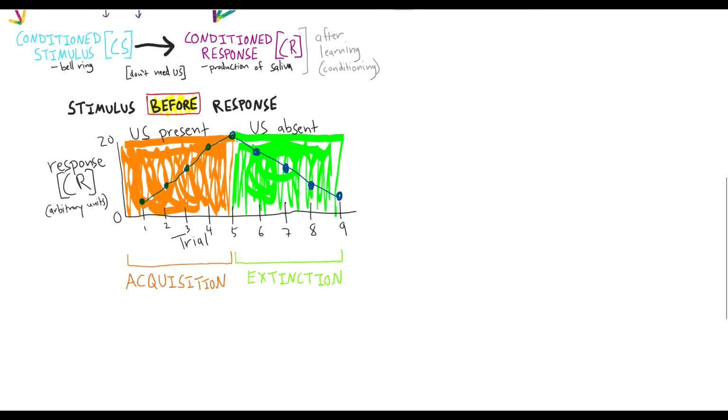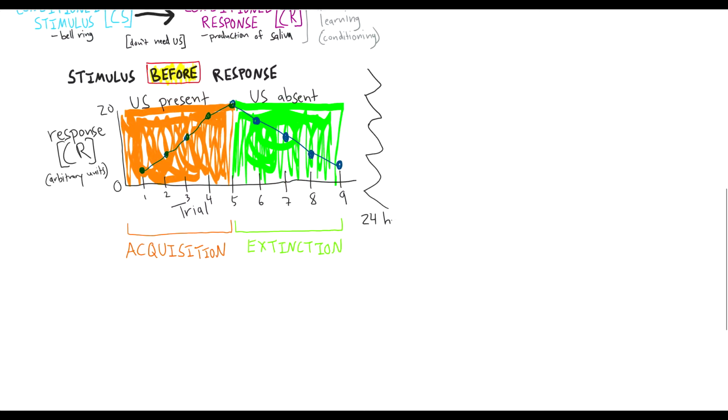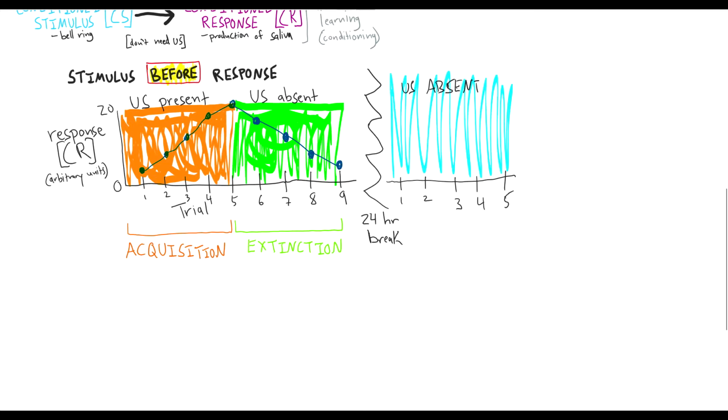But if we take a break and come back later and then present the CS alone, we see something interesting happen. Here we're presenting just the conditioned stimulus, so we have no unconditioned stimulus. So for our example, we would be just presenting the bell. We see a stronger CR than we did at the end of the last testing session. This is called spontaneous recovery, which happens after a break.